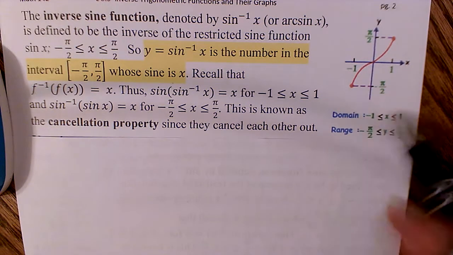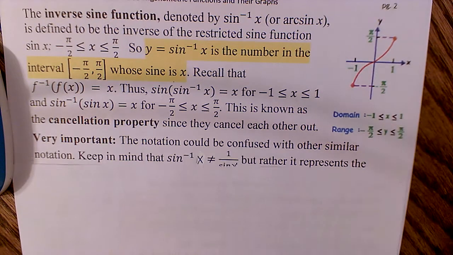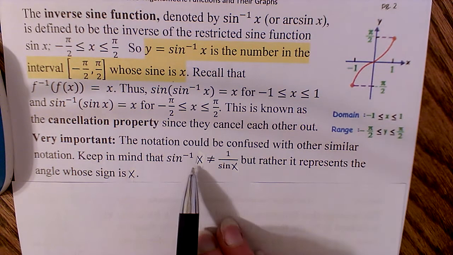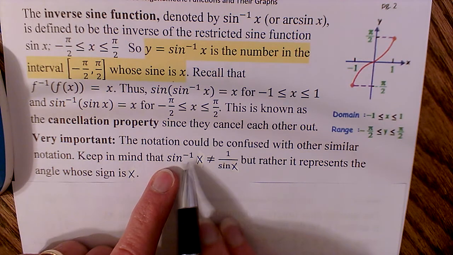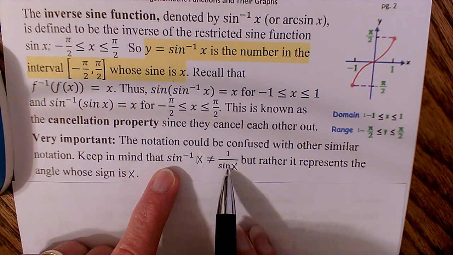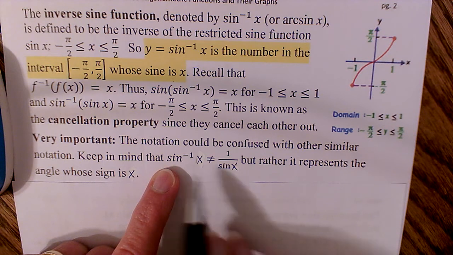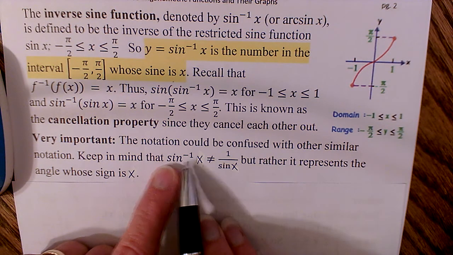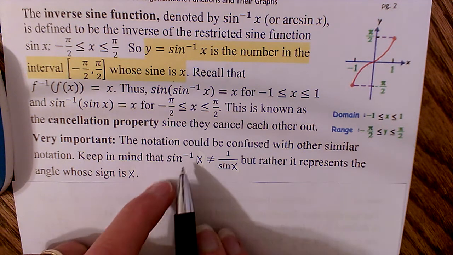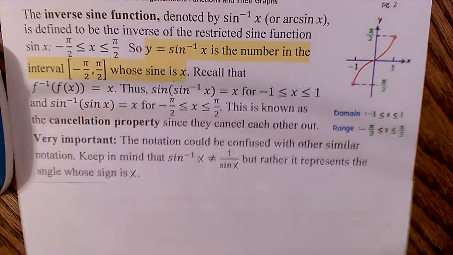And here's a graph with the domain and range of the inverse sine. Keep in mind, please, that inverse sine of x does not mean 1 over sine of x. 1 over sine of x is the cosecant, not the inverse sine. This means the angle whose sine is x. That's what this means, the angle whose sine is x.